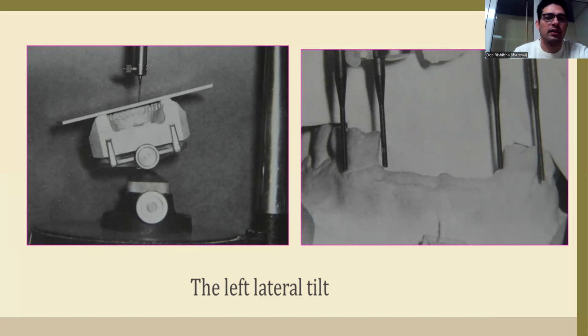As I said, while tilting, we need to make the unfavorable undercuts into the favorable ones, so that our fabrication of the prosthesis, our fabrication of the cast partial denture is easier, and it is easy for the patient to place the prosthesis in his or her mouth, and remove it easily.